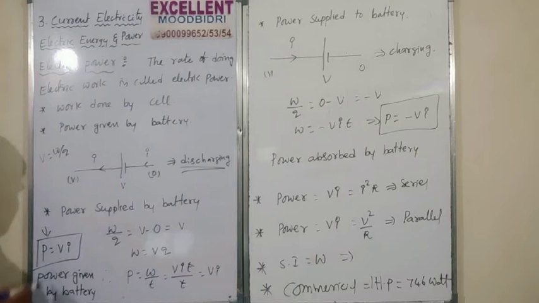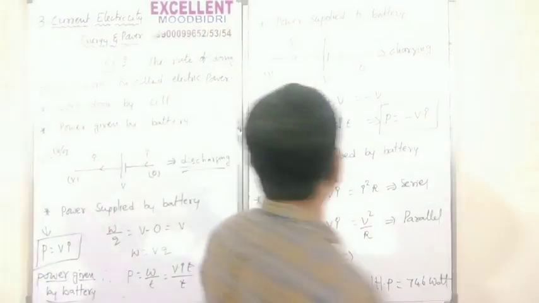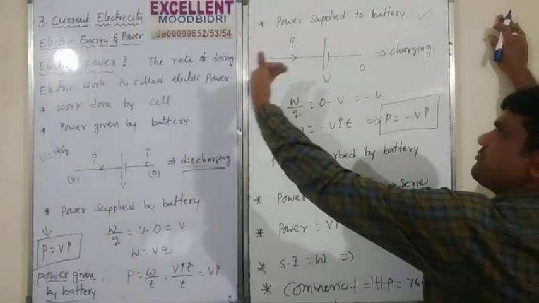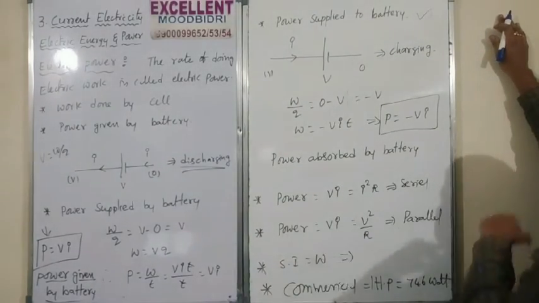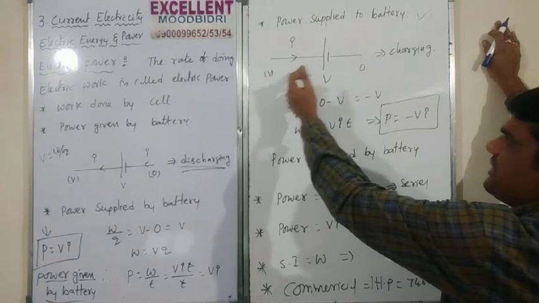So this we can call power given by battery. Next one here, power supplied to battery, power supplied by charging cell. Correct? So now this is V and 0.